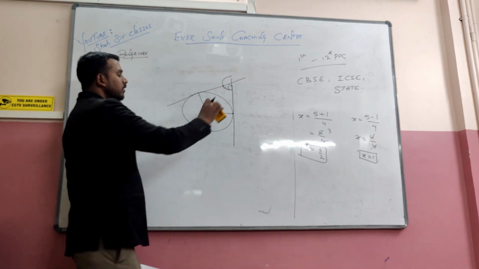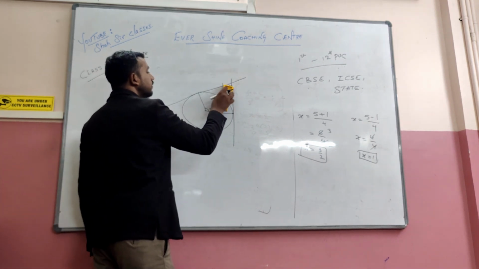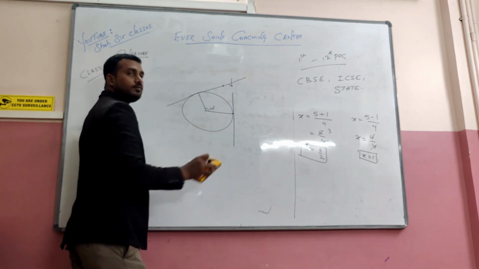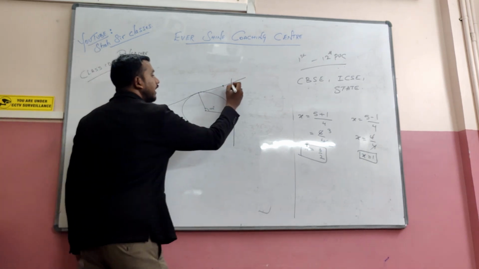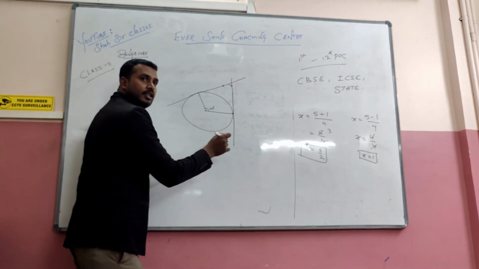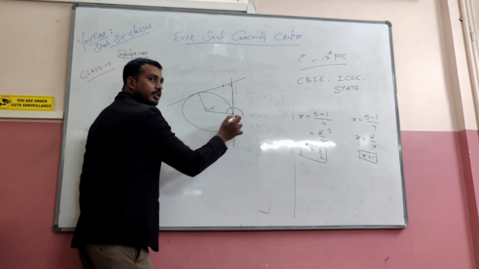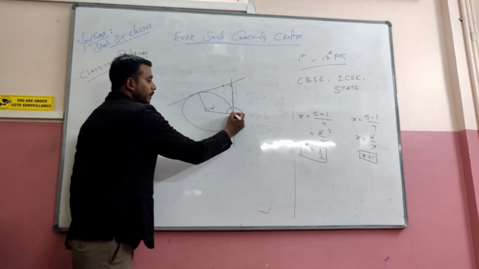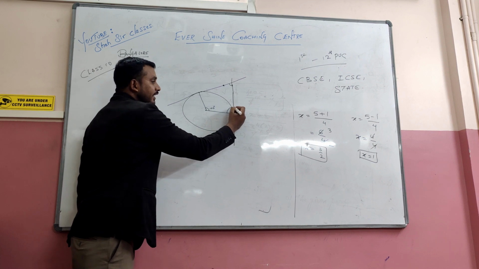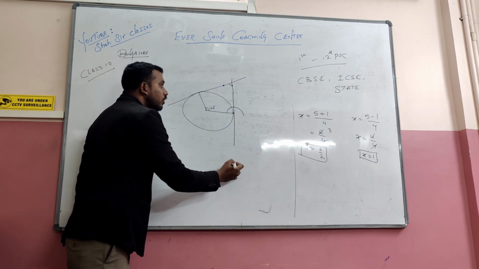Is this clear? Understood? Yes, sir. And one more logic I'll give you on how to draw this tangent. Keep your protractor at this point. Mark 90 degrees. Draw one straight line.